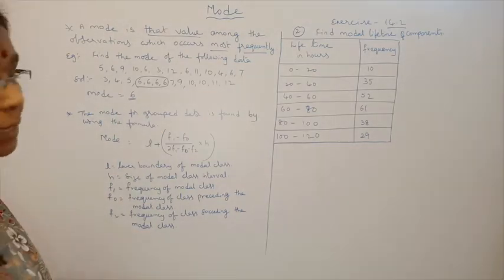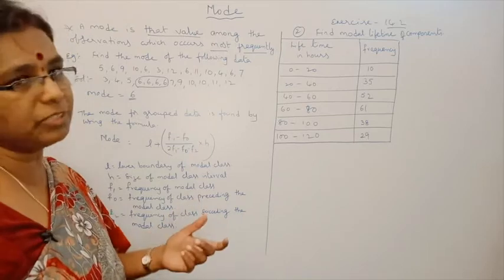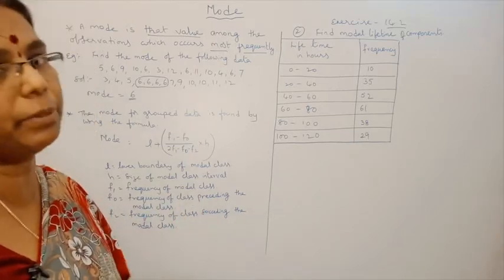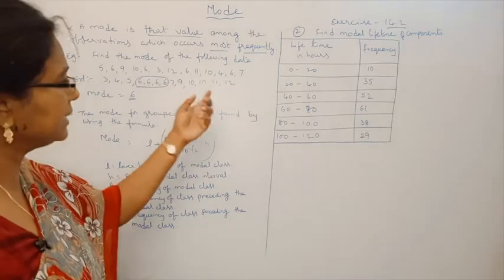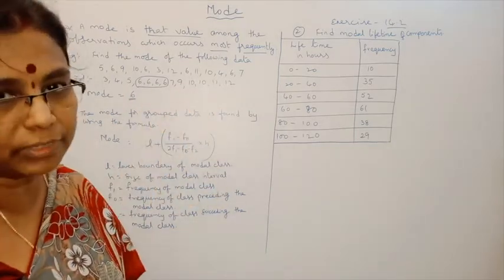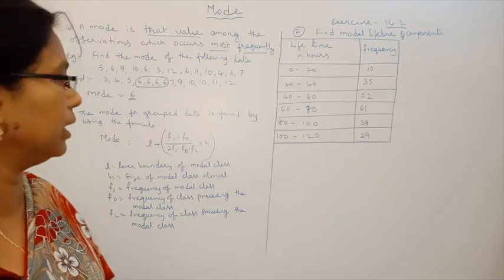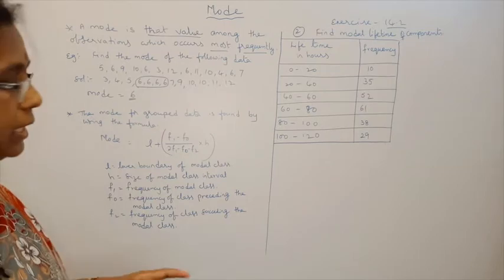Now bimodal means two observations are repeated the same number of times. Suppose here 6 is repeated 4 times, and 10 also is repeated 4 times. Then 6 and 10 are the modes of that data. We call that bimodal. Next, for grouped data, how to find the mode?